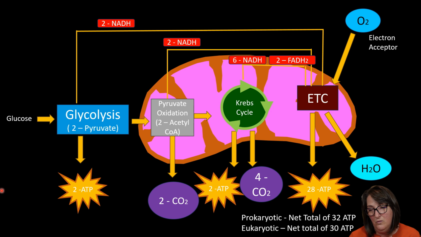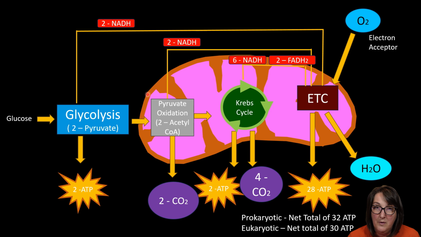And then this is why I say like 26 to 28. Prokaryotics are going to net a total of 32. 28, 29, 30, 31, 32. Eukaryotics will net 30. And this is why. Because I have a membrane I have to go through. It does not want to go through here naturally. So 2 ATP will be used to get me inside of this mitochondria.